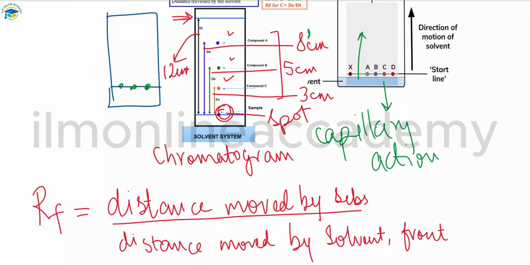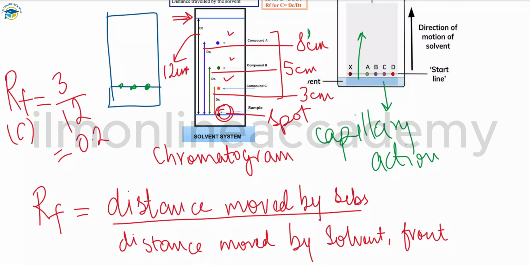So if you want the RF value for the spot C, B or A, you can do this: RF value is the distance moved by the substance, and the distance moved by the substance C is 3 centimeter, and you have to divide it by the distance moved by the solvent front, which is 12 centimeter. So whenever you do this, the value is equal to 0.25. You can also find the RF value for the spot B and also for A. For A, you first write the distance of compound A, which is 8, and the distance by the solvent front, which is 12. So you can easily simplify this by using these techniques.